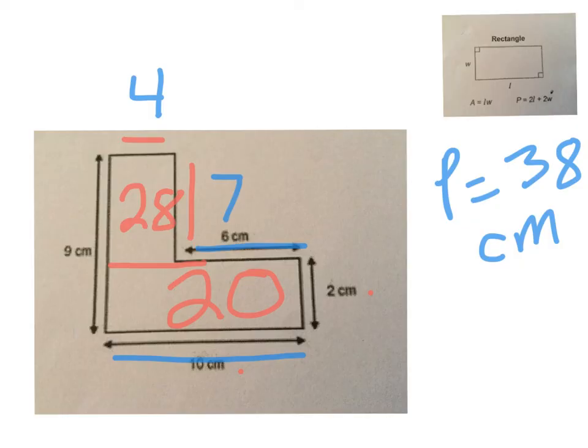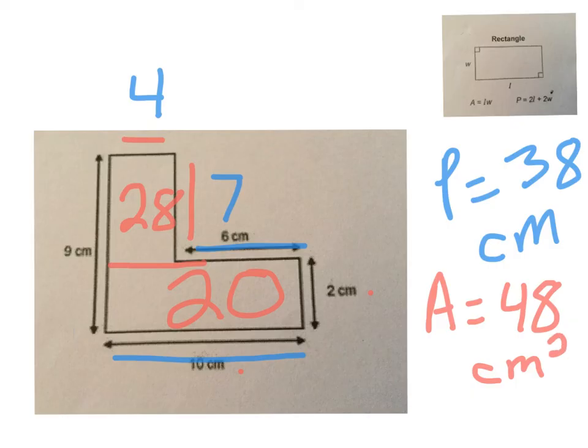Now, I just need to add these numbers together. So, I'm going to add 28 and 20. So my area is going to be equal to 48 centimeters. And remember, when we're finding area, that centimeters is squared.